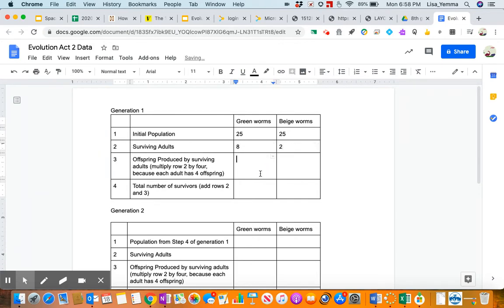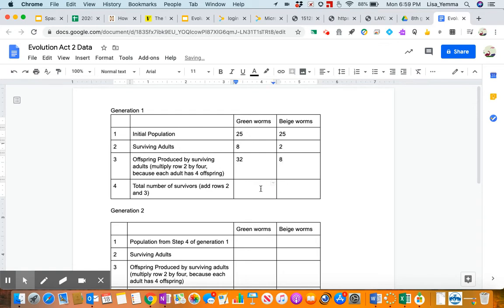The next part of this simulation says, for step 3, these worms are reproducing in their environment. When they reproduce, they can have 4 worms at a time. So you'll take the numbers from row 2 of the surviving adults. There are 8 green worms, and if they make 4 each, then there are going to be 32 babies. And as far as the beige worms, they're going to have 8 babies.